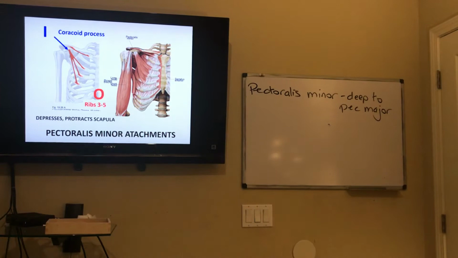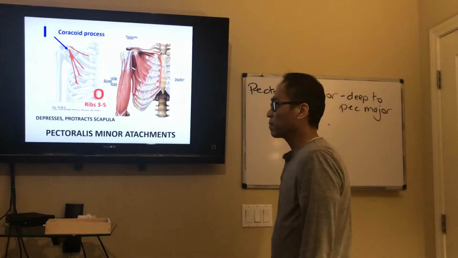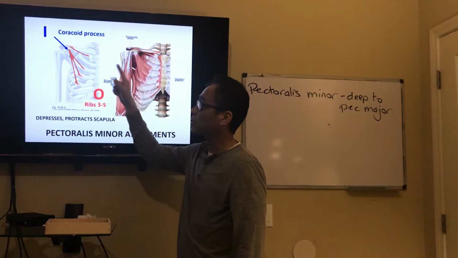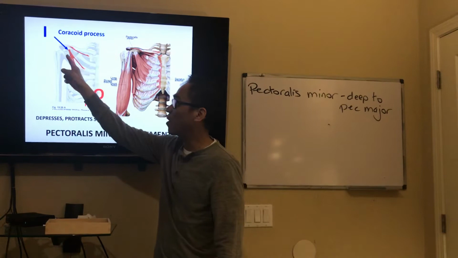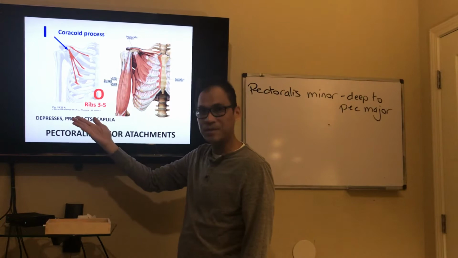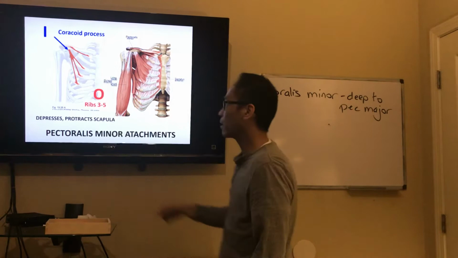I had mixed those up. Now I got it straight. The origin, ribs 3 to 5. The insertion, coracoid process. Again, origin to insertion. I had it reversed. You know, sometimes you can reverse it. Sometimes this can be the O, that can be the I, okay? But this is usually how it's taught. The ribs are the O, it inserts on the scapula, that's the I. That's what we're going with.